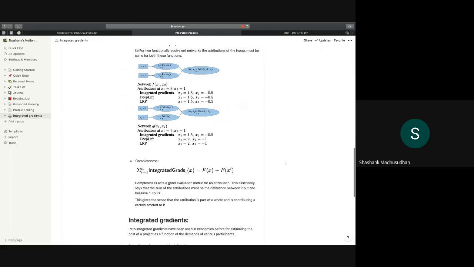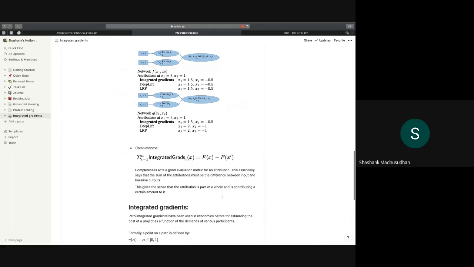There is one of the most important properties, completeness. This says that if I sum over the attributions for all the inputs, that must be equal to the difference between the output at the original input and the baseline. This is important because you can clearly make out that the attribution is part of something bigger. You can say my attribution is this much relative to the total, that is f of x minus f of x bar.